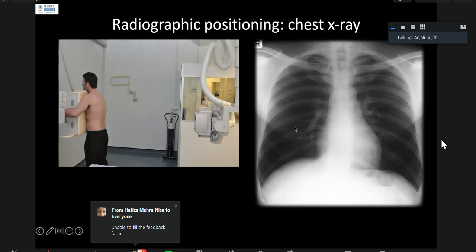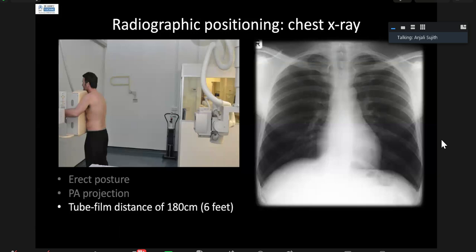So this is the PA view. Again, just a reminder: erect posture, PA view, tube film distance of 180 centimeters or 6 feet, and breath held in full inspiration. This results in a standard chest X-ray.